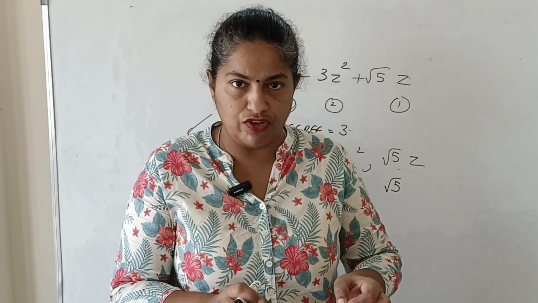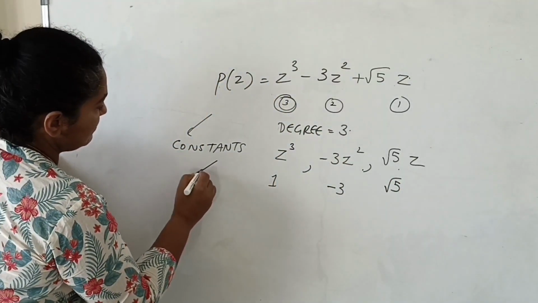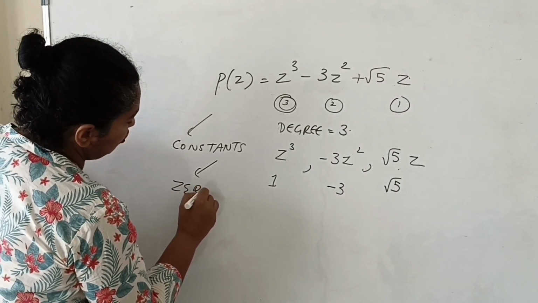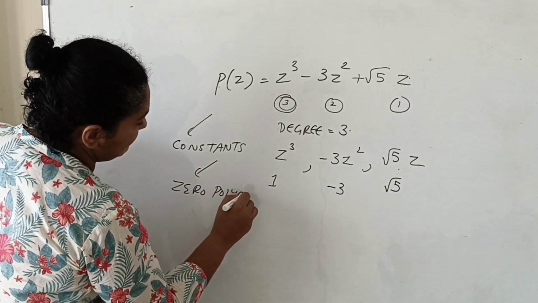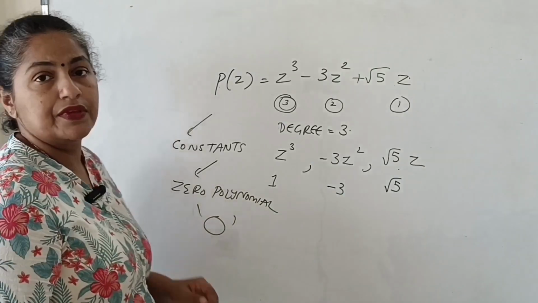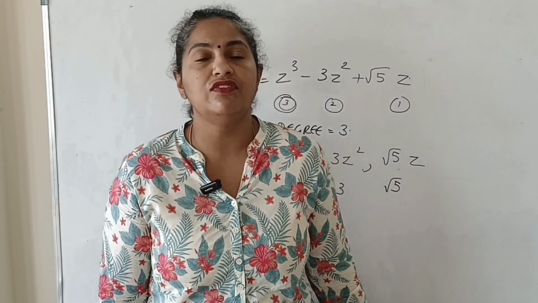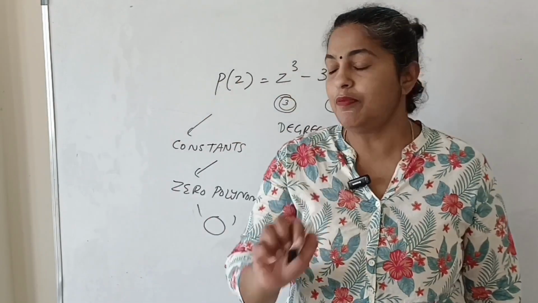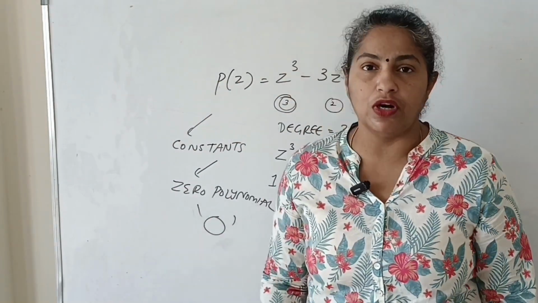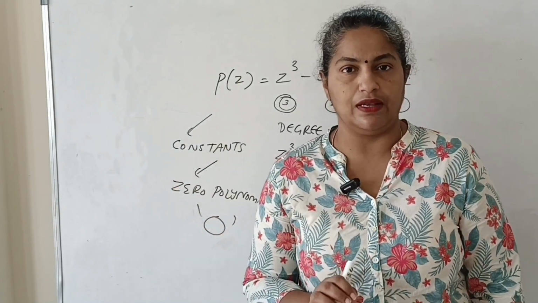Now, in the case of a constant polynomial, we have one more segregation which is called a zero polynomial. The zero polynomial is basically the number 0. Okay, so if somebody asks you, is 0 a polynomial? 0 is definitely a polynomial. It is a polynomial called a zero polynomial which comes under the category of constant polynomial.